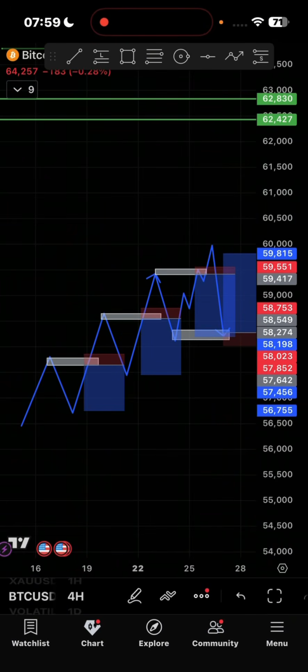So let's go to my chart. Let's look for some examples. Let's look at the chart and see what has happened in the past.